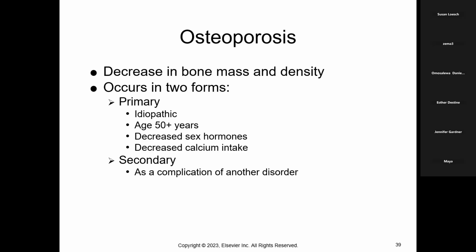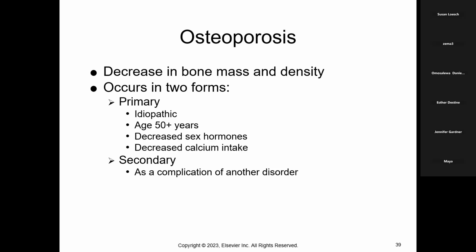Now we have a decrease in what the body is producing. So the body's not producing the same amount of sex hormones. We have a decrease in our intake in certain foods, especially those that contain calcium. And usually these people aren't moving around a lot. So osteoporosis itself is a metabolic bone disorder. We have a decrease in the bone mass and the density. And we're also losing bone matrix, which is that hardness, and mineralization, which is that hardness of the bone.